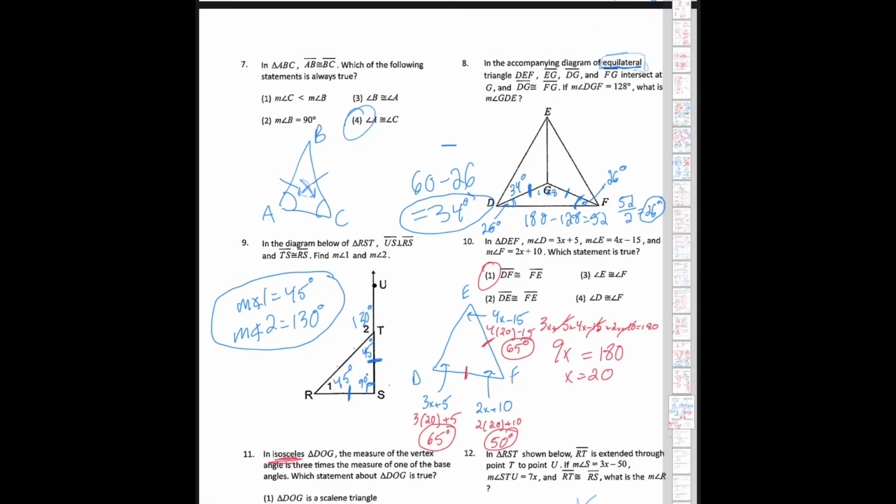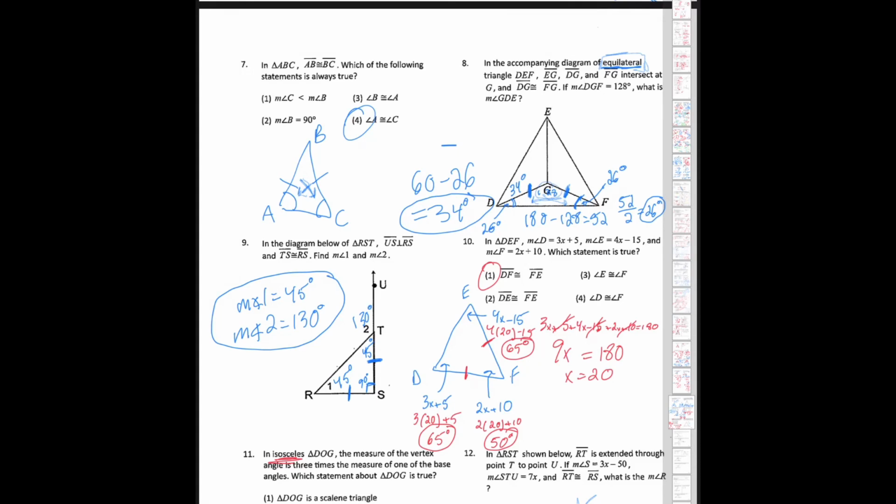For number 8, I'm given an equilateral triangle. This is a huge piece of information. So triangle DEF is the big triangle. So each angle is 60 degrees. This question's a little more challenging. We're given that DG is congruent to FG. So this piece here and this piece here. So that means their opposite angles are also congruent.